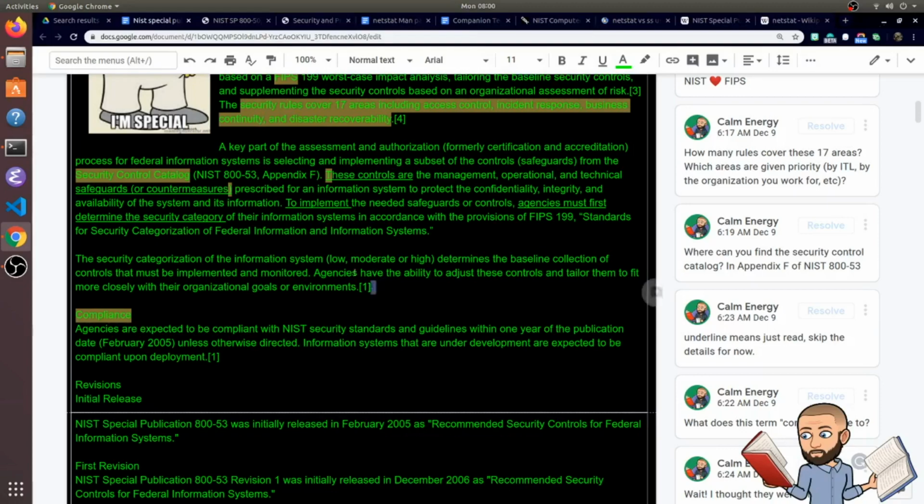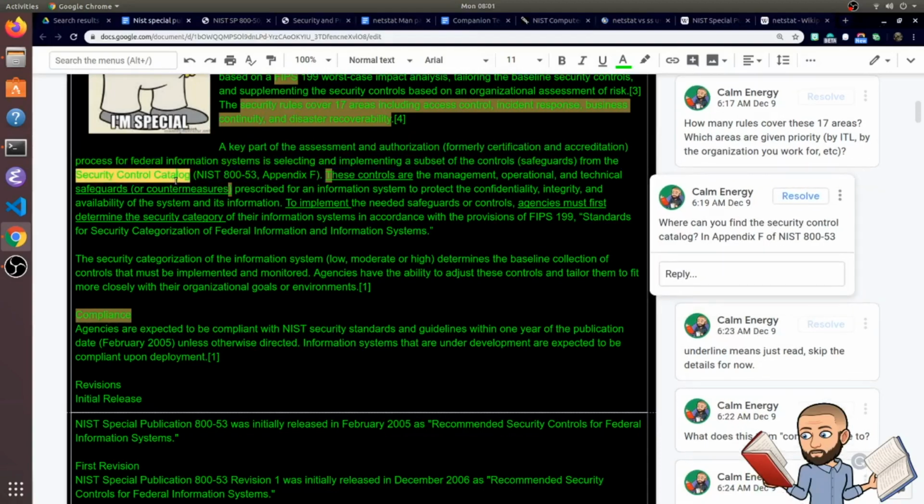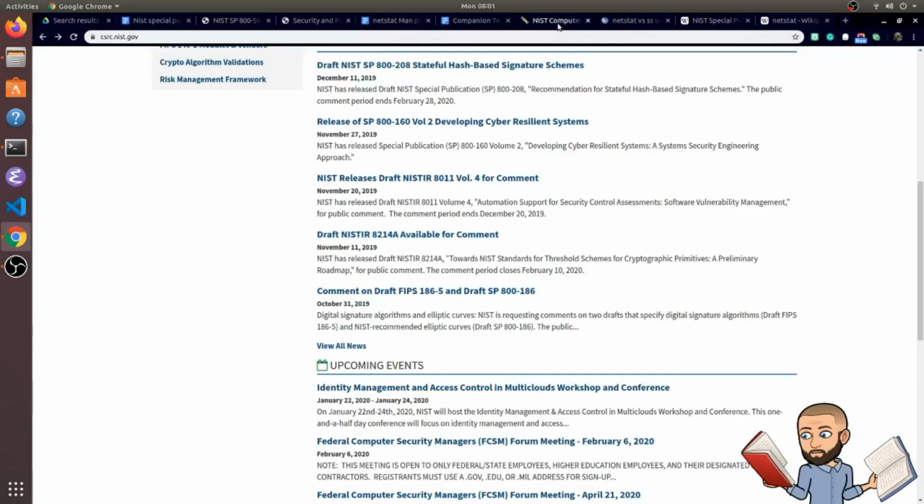But we still have two more paragraphs to go in the purpose section. They say here a key part of the assessment and authorization process for federal information systems. Okay, so you have to test, you have to assess, and then there has to be this authorization for federal information systems. For this to happen, there's this process of selecting and implementing a subset of controls. These are also known as safeguards. So you select these controls from the security control catalog. You find this catalog in Appendix F. So let's go over there.